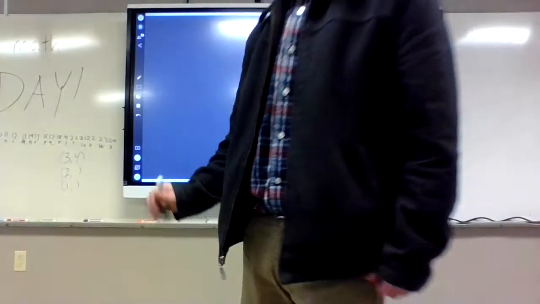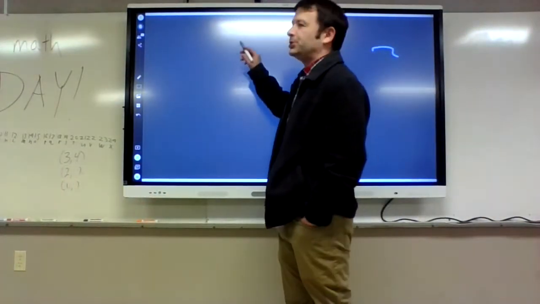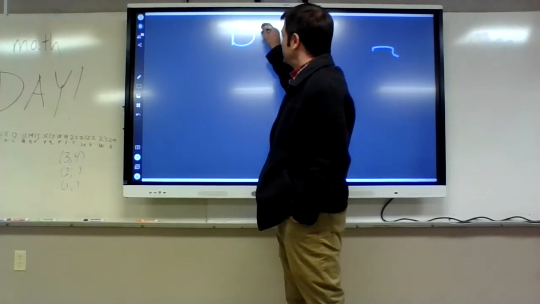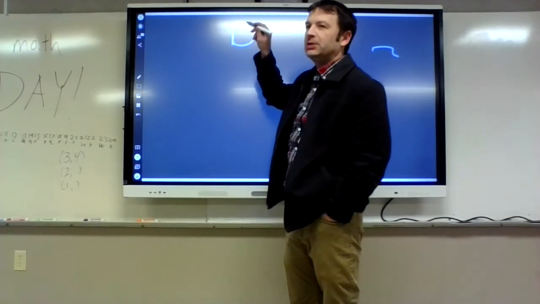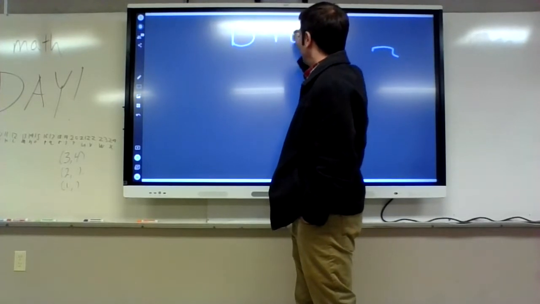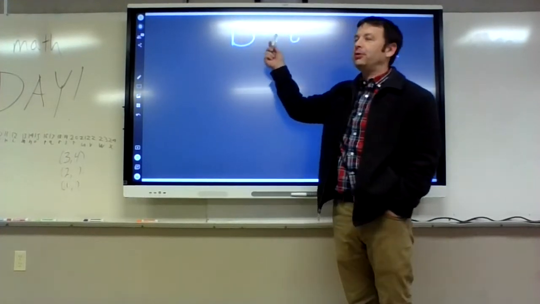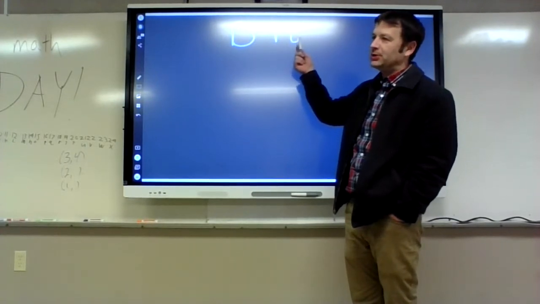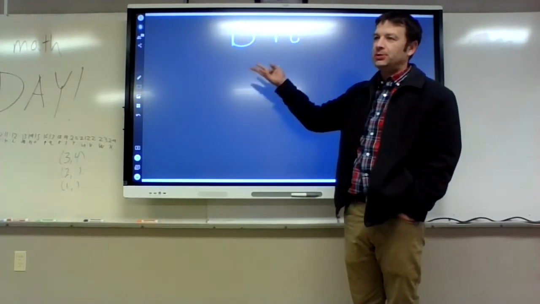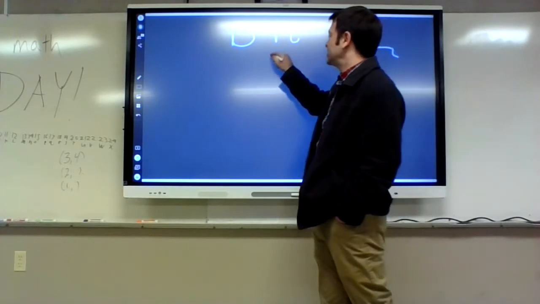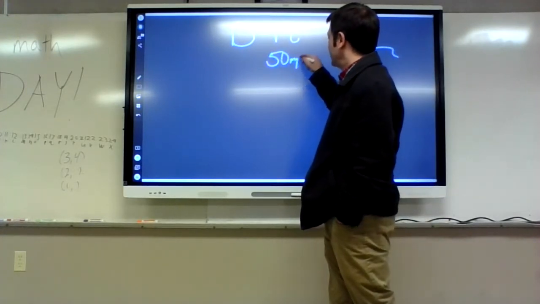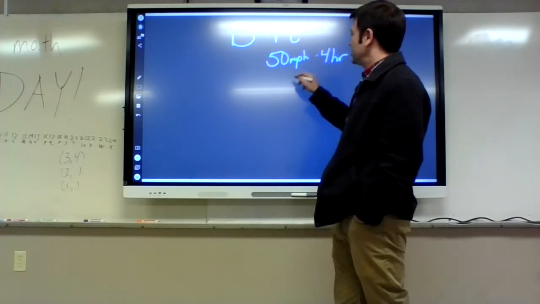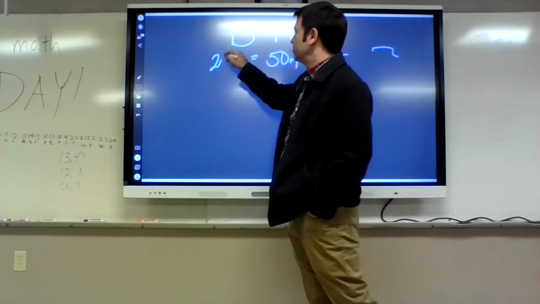It's been a long time since we've done problems like this. You guys remember the distance formula? Distance equals rate times time. That means how fast you go, like 50 miles an hour, times the time, 4 hours, gives you the distance, 200 miles. If you went 50 miles an hour for 4 hours, then how far did you go? 200 miles.